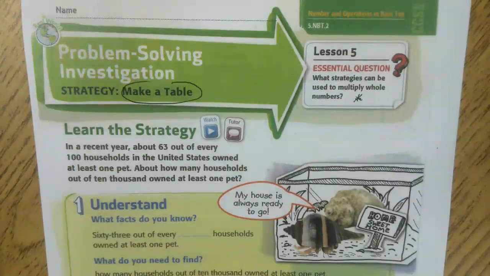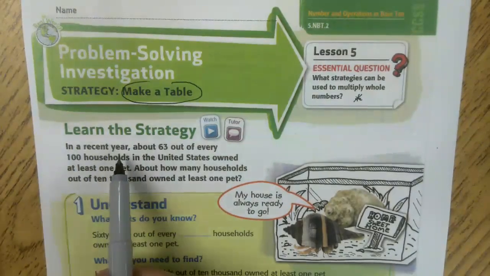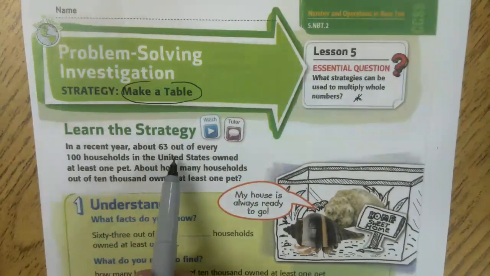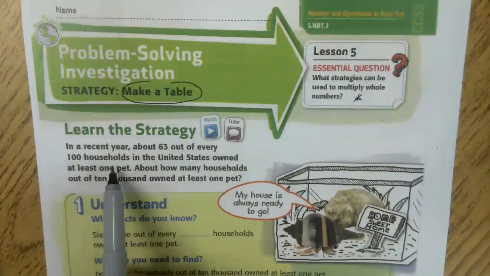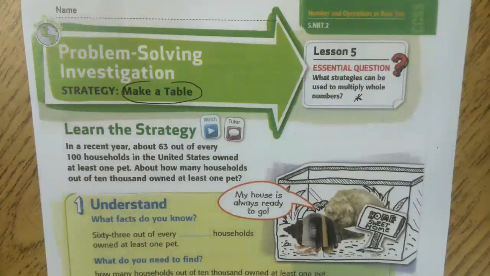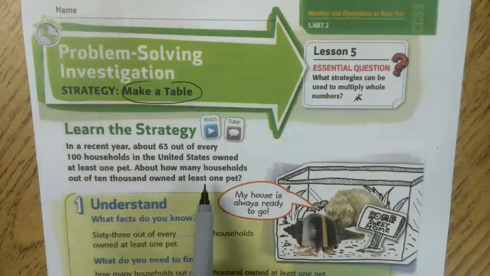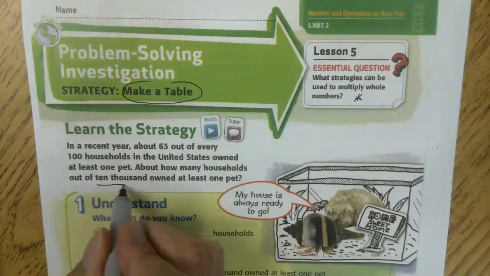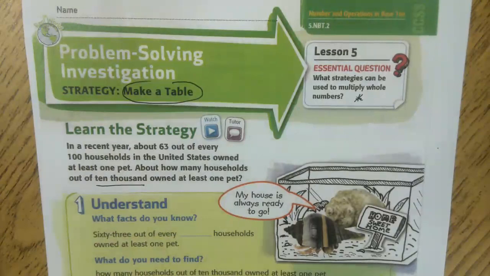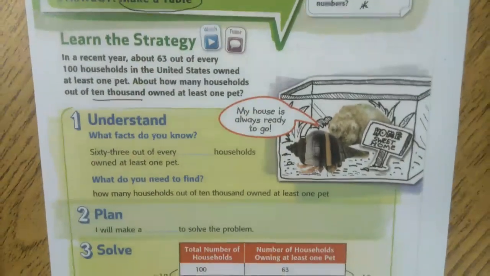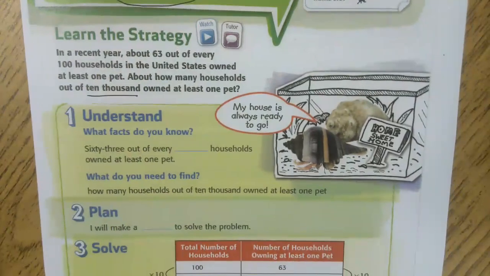So learn the strategy. It says, in a recent year, about 63 out of every 100 households in the United States owned at least one pet. About how many households out of 10,000 owned at least one pet? And you can see in the picture there, we have a hermit crab, and kind of like Mrs. Davis has her hermit crab.